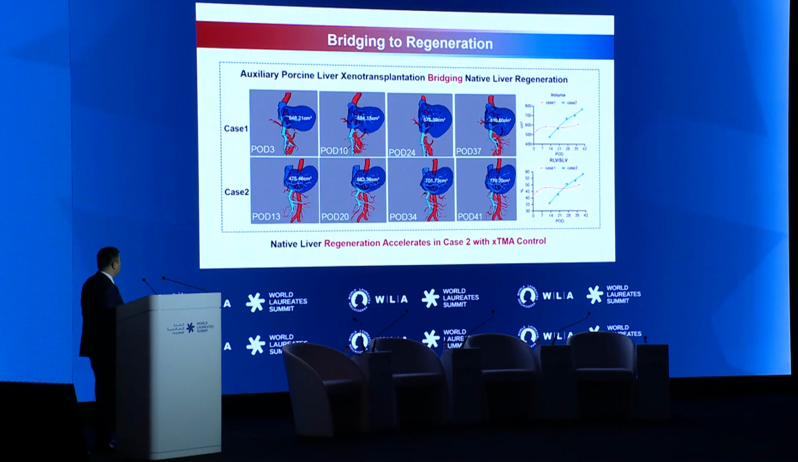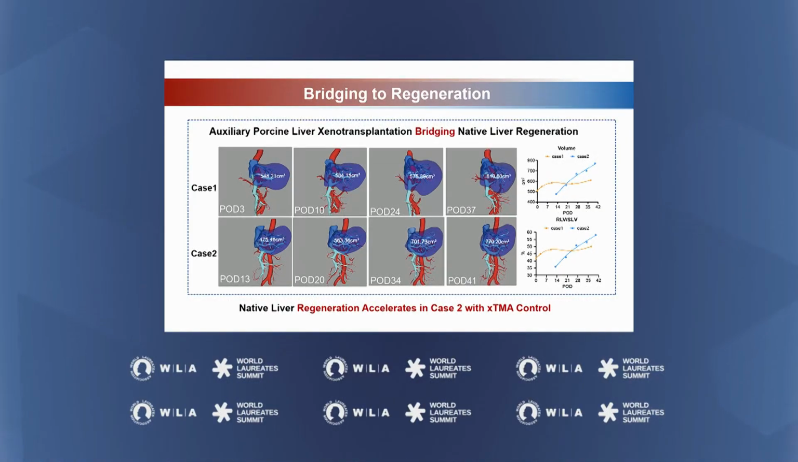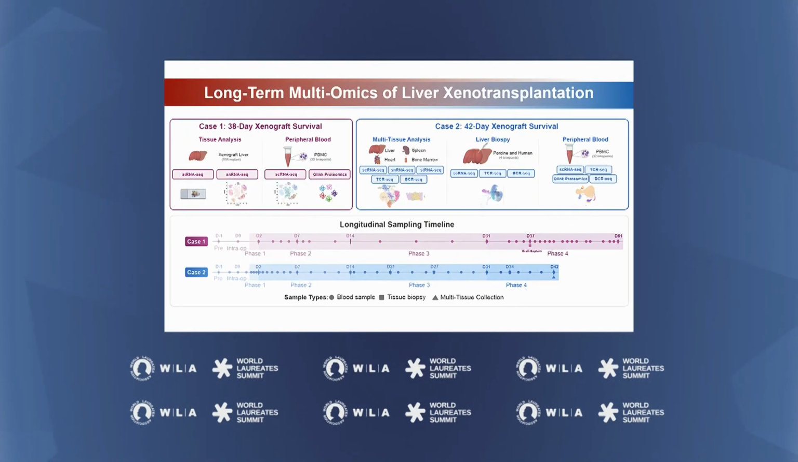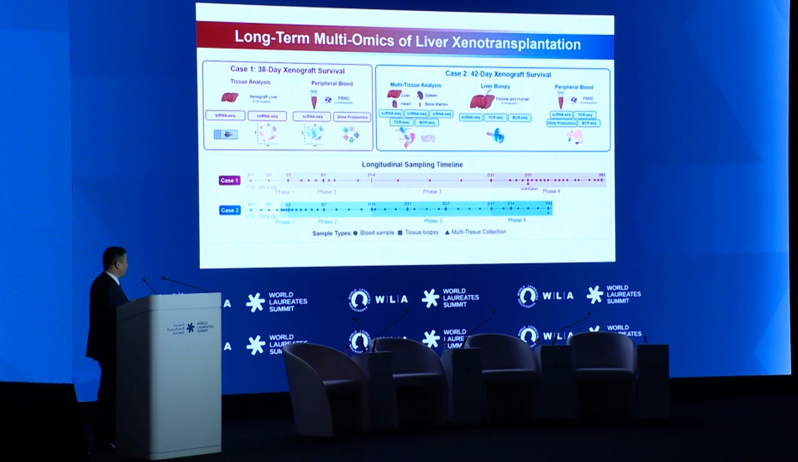So this is a bridge to regeneration. We can see that in both case 2 and case 1, the remaining liver regenerates. And this is a long-term multi-omics study of liver xenotransplantation. You can see from this chart that we obtained samples from cells and tissues at different time points, at the single-cell level, the spatial level, and the protein level.